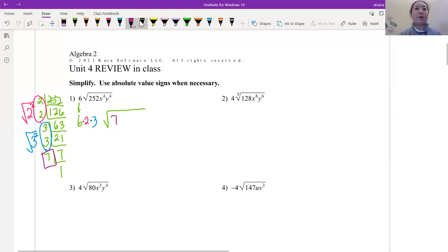Now we're going to deal with our variables. So if you notice right here, let's use orange. So x to the 4th, since our index is 2, we want to know how many 2's go into 4. It's basically just division: 4 divided by 2, which is x squared. And then same thing here, y to the 4th divided by 2.